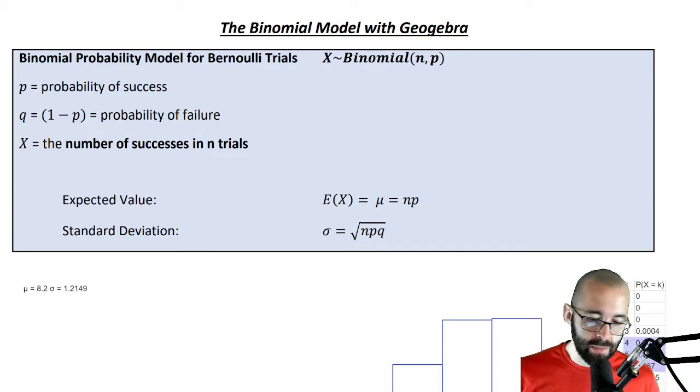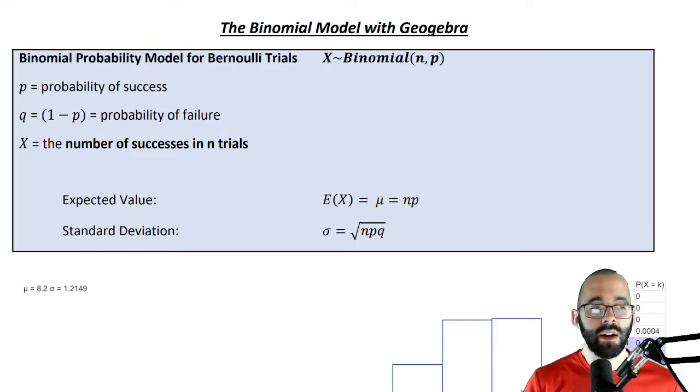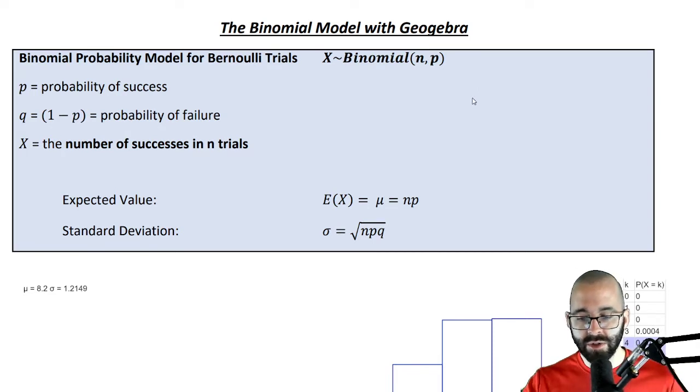Doing it by hand is possible. It uses something called combinations. You may have heard of those before. They're written kind of like this. But we're not going to do that. We're going to use a computer. We're going to use GeoGebra.